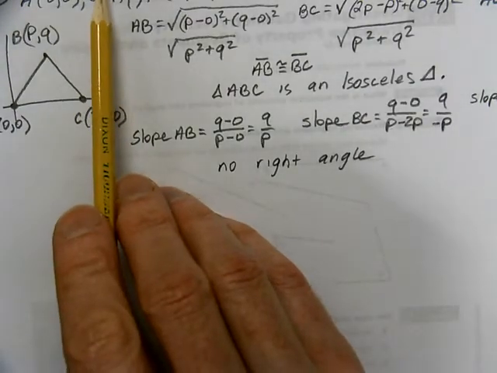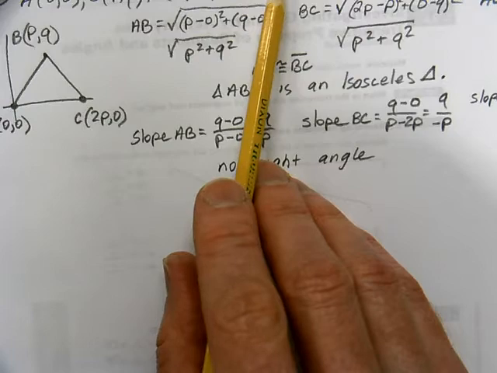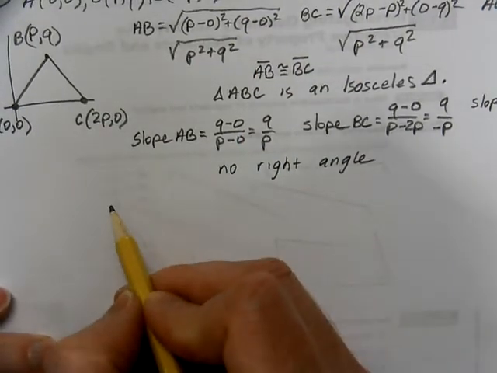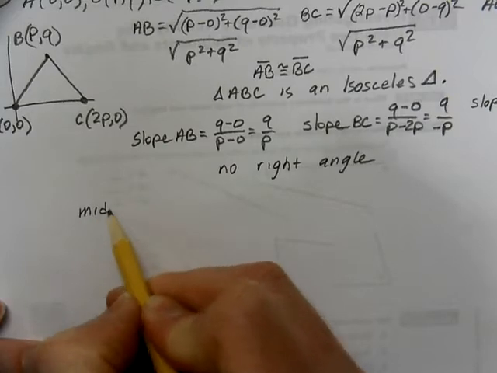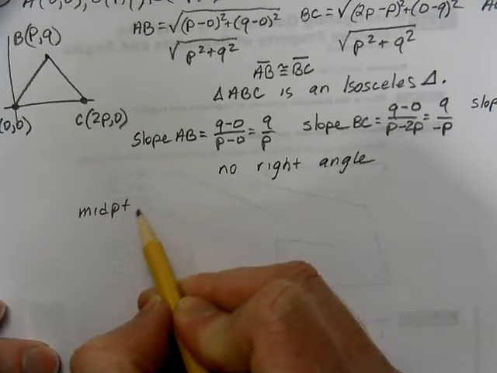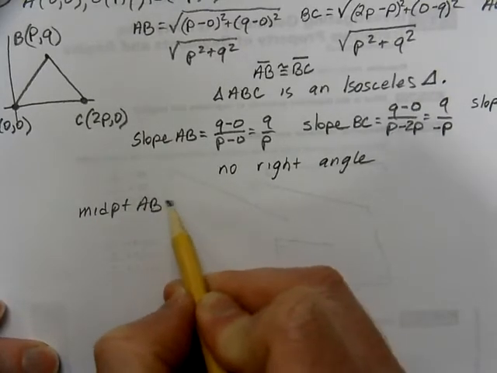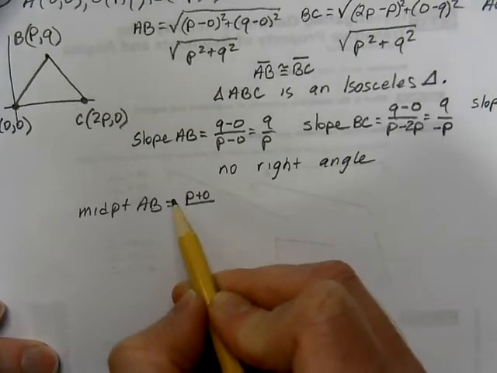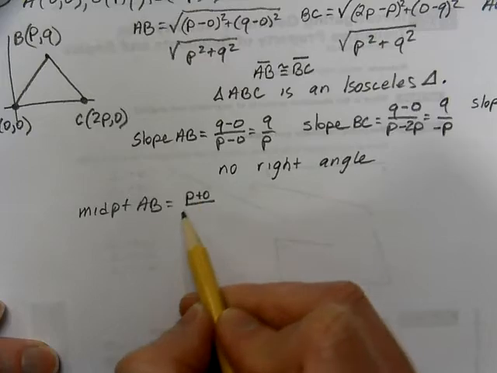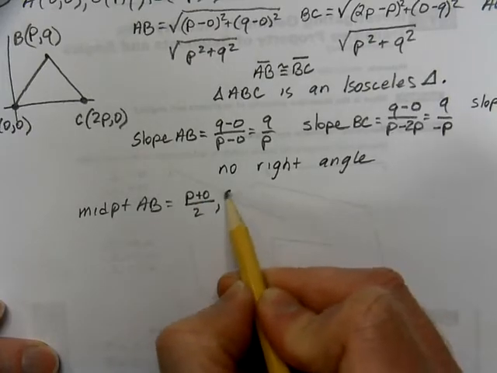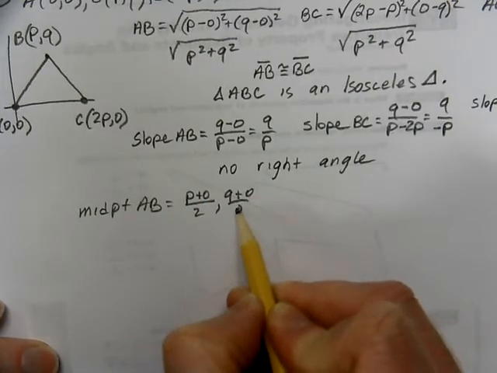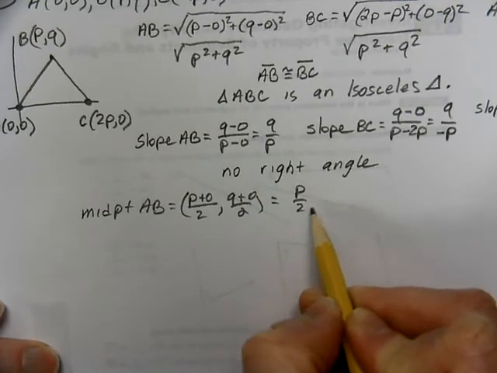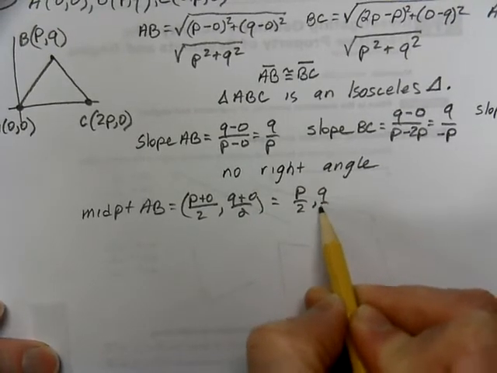So we found the length, we found the slope, now we need to find the midpoint. The midpoint of AB is x1 plus x2, y1 plus y2, over 2. So that's p over 2, comma, q over 2.